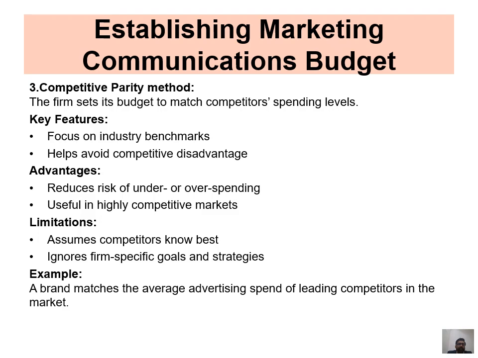Now, third is competitive parity method. In this method, the firm sets its budget to match competitor spending level. So, on the basis of the competition, the budget is planned. For example, a brand matches an average advertising spend of leading competitors in the market.